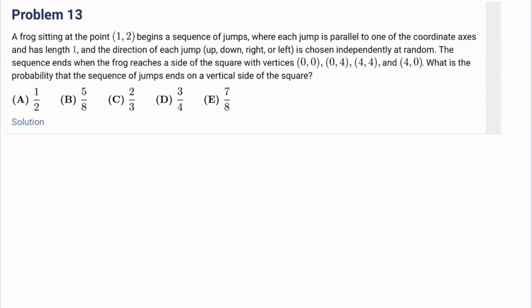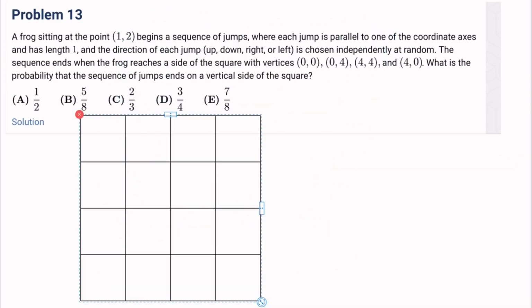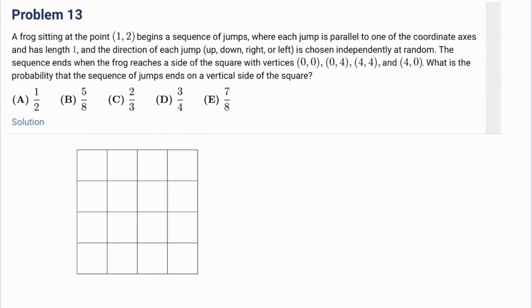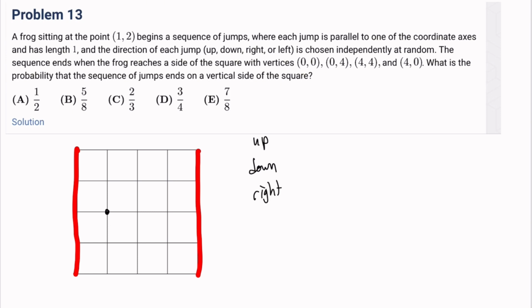So our grid will be drawn like this, right? And so if we put our grid like that, that means if this is (0, 0), then our frog is sitting at this point, (1, 2). And we want it to end up on a vertical side of the square, so one of these two lines, right? And so from here we have 4 ways. The frog can go up, down, right, or left.